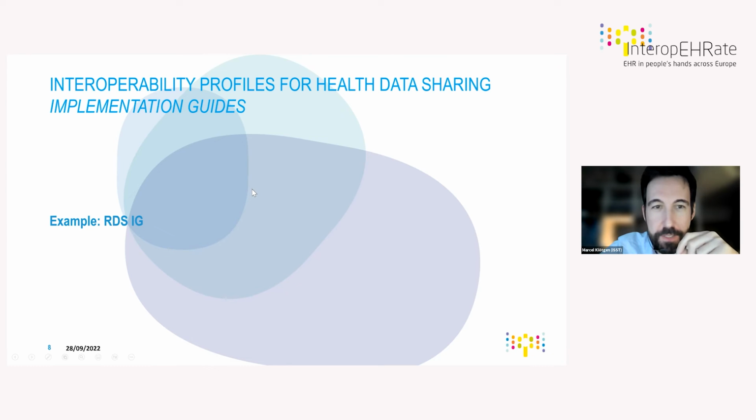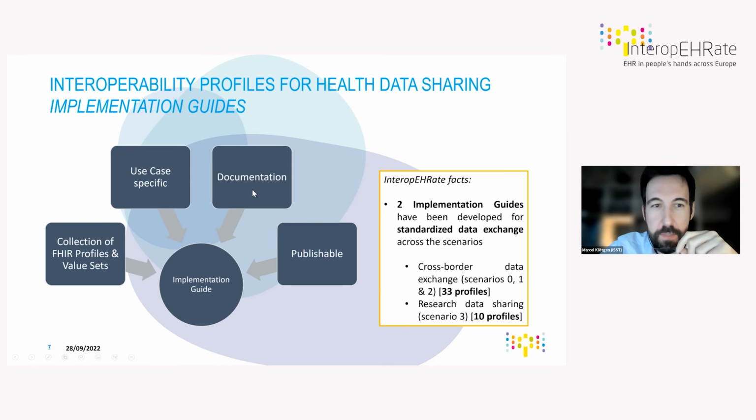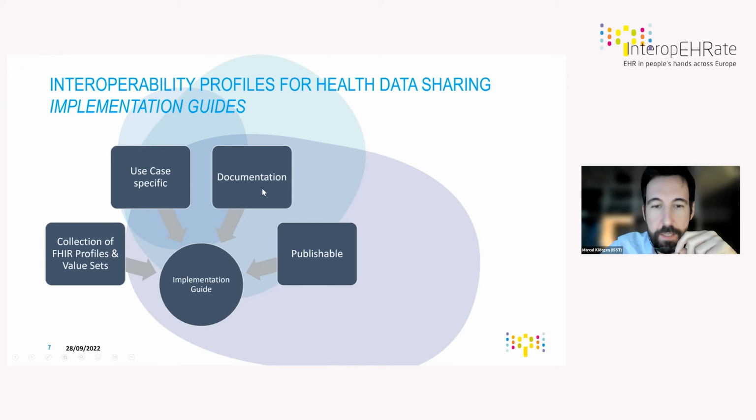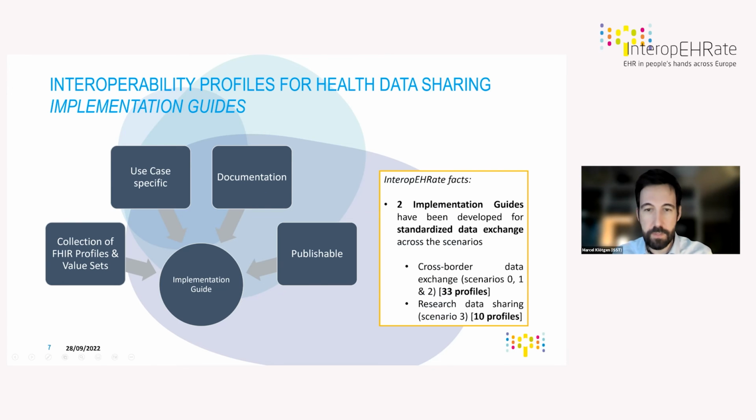In Interoperate, we also used the concept of implementation guides. Implementation guides provide the means to collect and aggregate FHIR profiles and value sets, also for a specific use case. So, for example, we provided an implementation guide for the use case we have seen before in the demonstrations. And these implementation guides also provide documentation of the profiles.